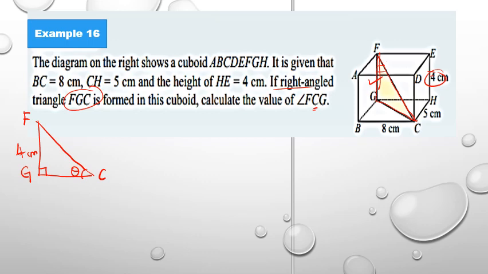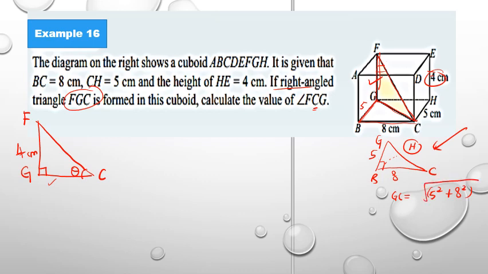Okay, at the rectangle here, we can find the GC. CH is 5, meaning BG is also 5. Look at this side, BG, and the BC, 5 and 8, and this is our GC, right? GC is our hypotenuse in this picture. So remember to find the hypotenuse, we use the Pythagoras theorem. So GC equals, remember the formula, 5 square plus 8 square, and then we square root. After you use calculator, you will get 89. So you put here square root of 89.